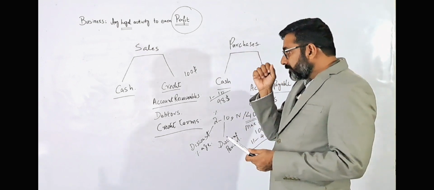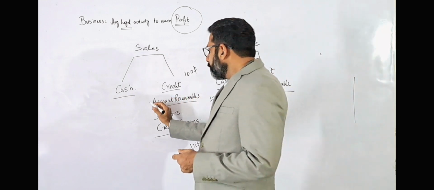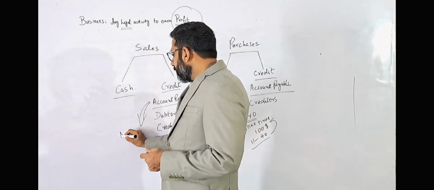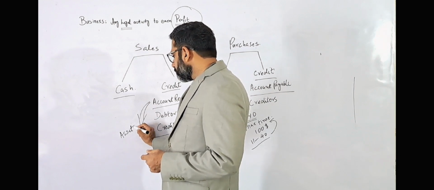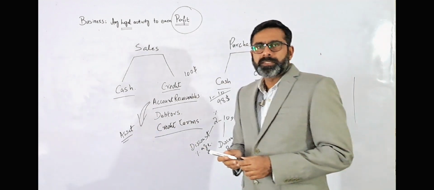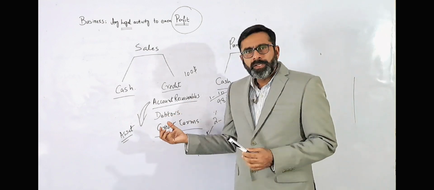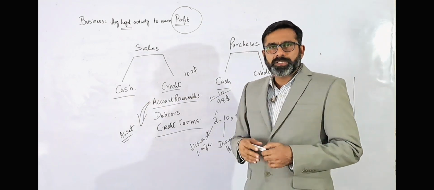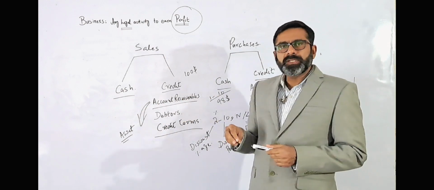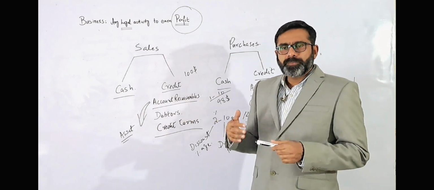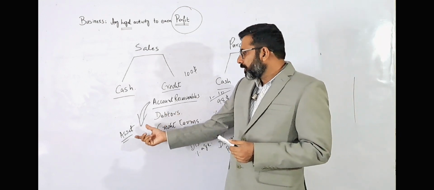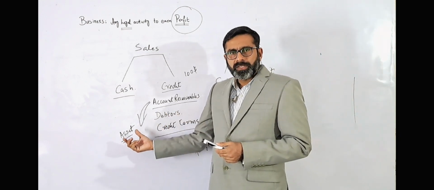Now the second thing that is very important is the account receivable. What is account receivable? That is an asset of the business. It means this money you are not receiving immediately in the form of cash. Cash is also an asset, but if you are not receiving that money immediately and you are getting a promise of 10 days, 20 days, or 40 days, that is called an asset of the business.